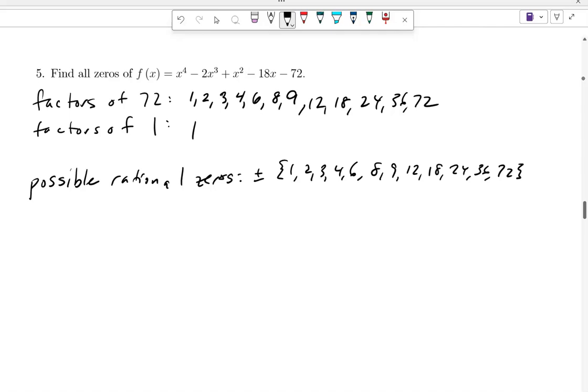Back before graphing calculators were around, you basically had to guess which ones they were. Okay. That sucked. Trust me. It sucked when I was in high school to do that. Okay. All right. So let's think about what we do instead.